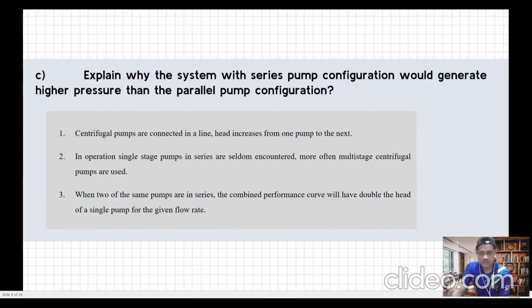For the last question, explain why the system with series pump configuration would generate higher pressure than the parallel pump configuration. A system with series pump configuration would generate higher pressure than the parallel pump configuration because when centrifugal pumps are connected in a line, head increases from one pump to the next. In operation, single-stage pumps in series are seldom encountered. More often, multi-stage centrifugal pumps are used. When two of the same pumps are in series, the combined performance curve will have double the head of a single pump for the given flow rate.